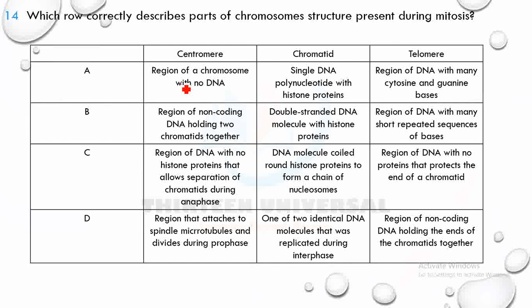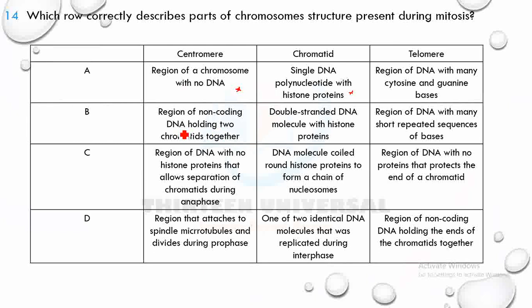Region of chromosomes with no DNA. Okay, it has DNA, but non-coding. So this is not quite correct. Now chromatin says single DNA polynucleotide with histone protein. No, it has double, right? DNA is double stranded, so this is wrong. So we don't need to continue.